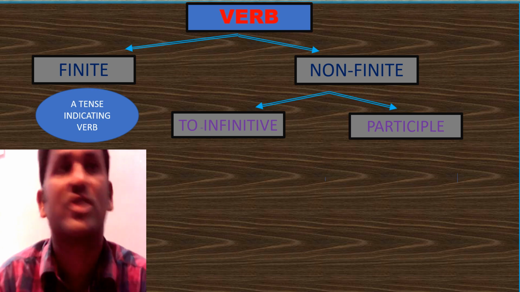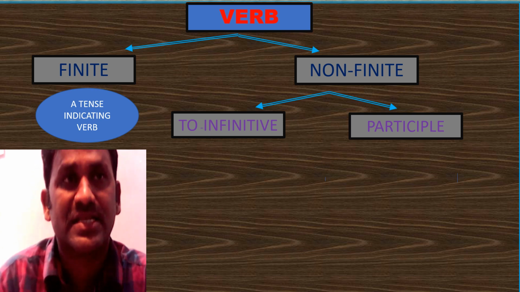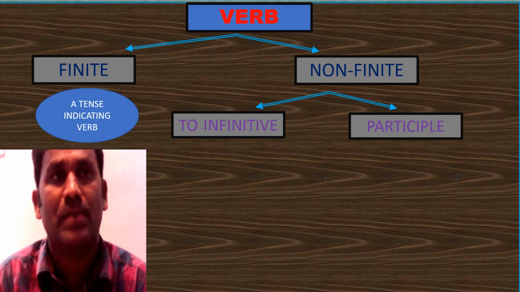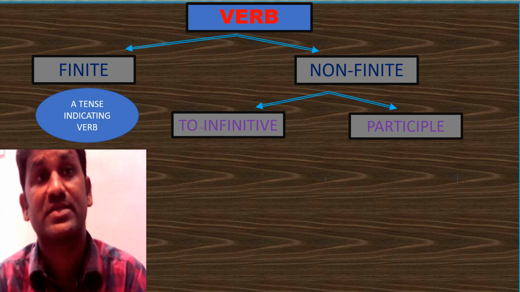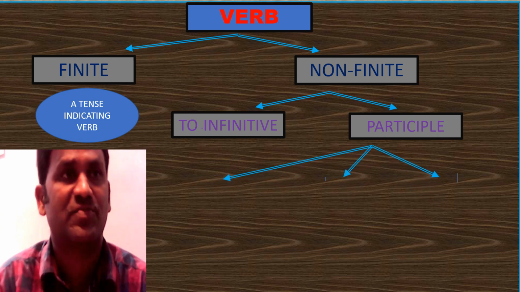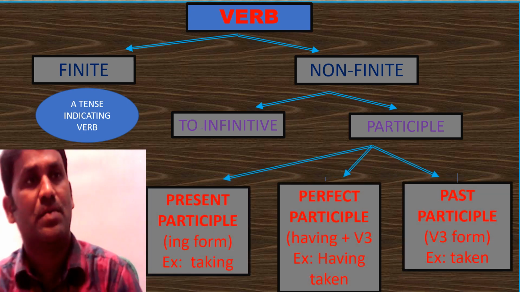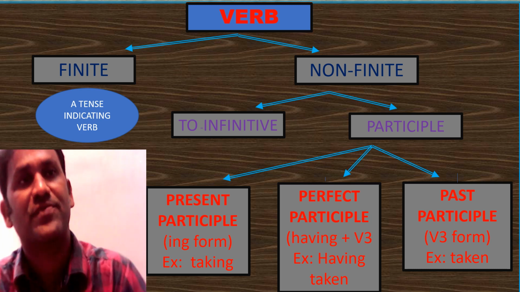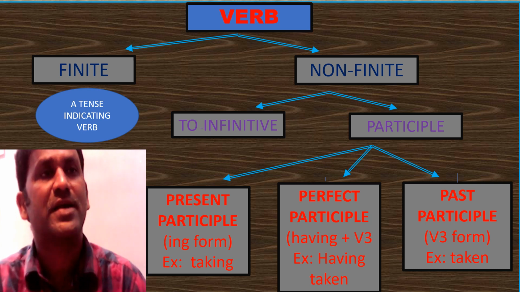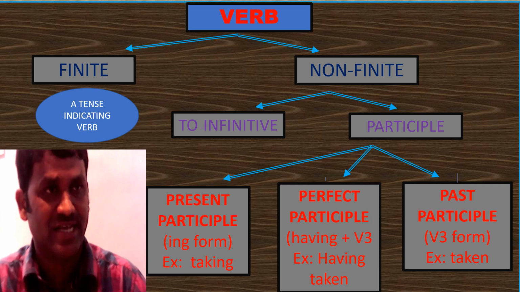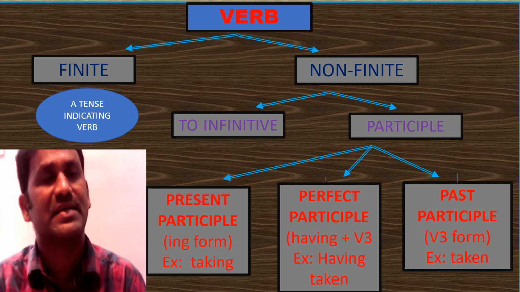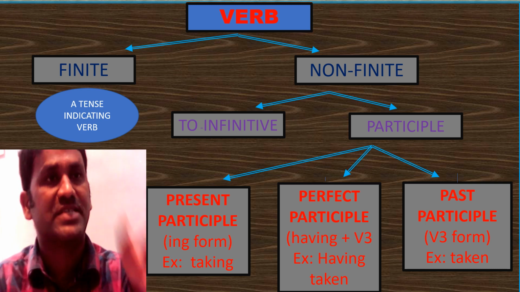And now the right point we have come to, participle. So participle is also a non-finite verb. So how many participles are there? Let us see. There are three kinds of participles. What are they? First of all, present participle. The second one is perfect participle. And the third one is past participle. Let us see the verbs. Present participle is just the ing form of the verb, like taking, for example, meeting, walking, running, singing. These forms are called present participles.